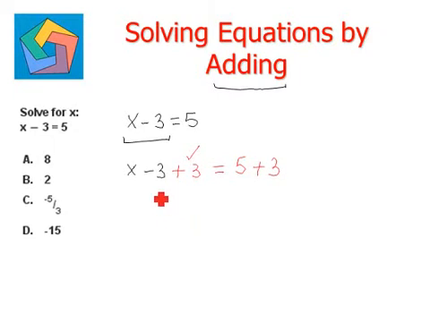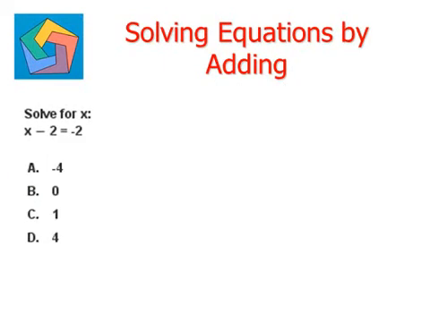Now this negative 3 and the positive 3 become 0. So we write x plus 0 equals 5 plus 3, which becomes 8. So x equals 8 is the final answer, which matches option A. Let's understand it in more detail with another example.